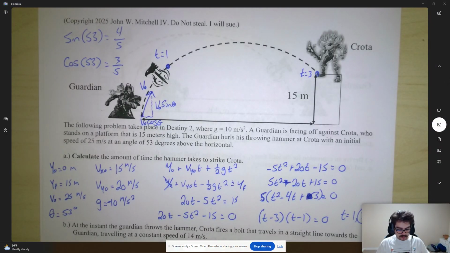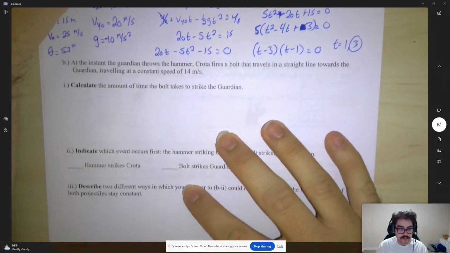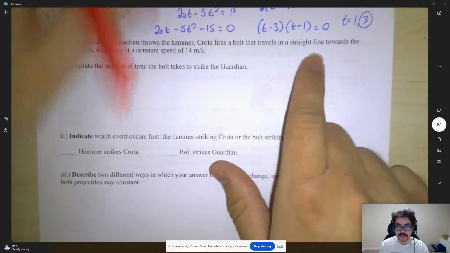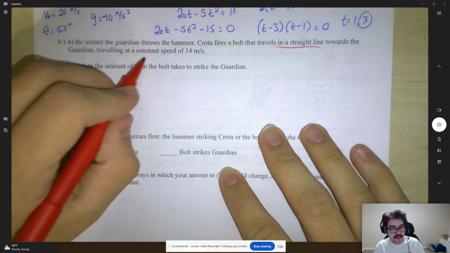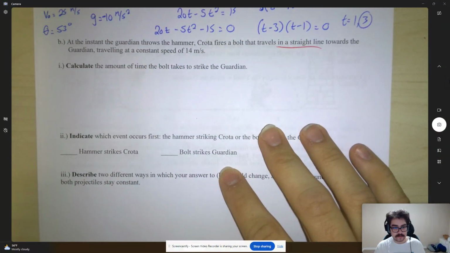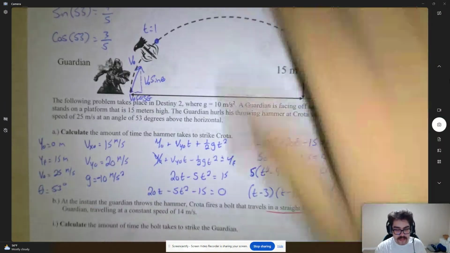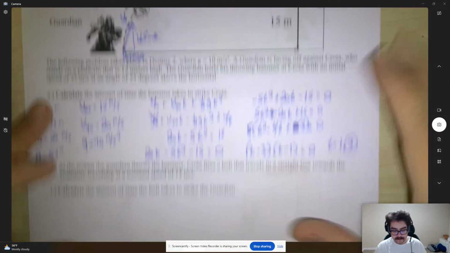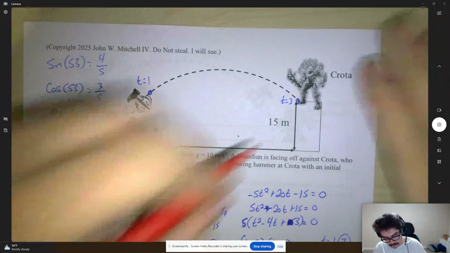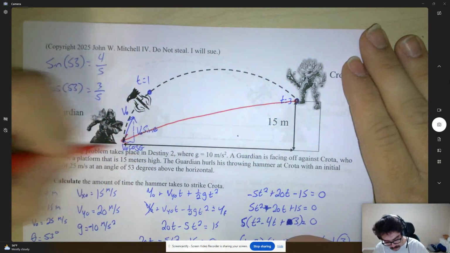Let's take a look at the next one. Part B says, at the instant the Guardian throws the hammer, Crota fires a bolt that travels in a straight line towards the Guardian, traveling at a constant speed of 14 meters per second. Calculate the amount of time that the bolt takes to strike the Guardian. It's not entirely apparent, but since it's traveling in a straight line, we can infer that this is going to go in a straight line like that.